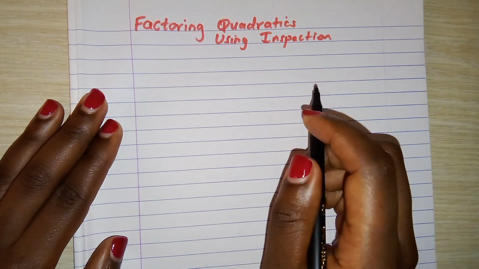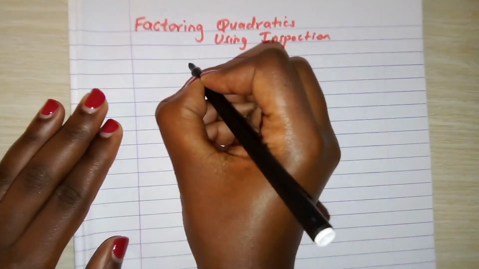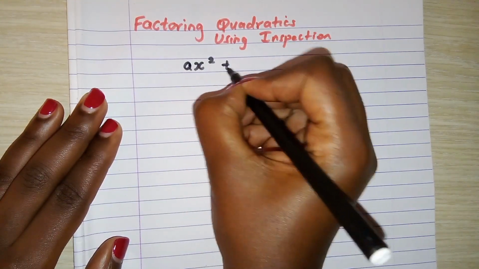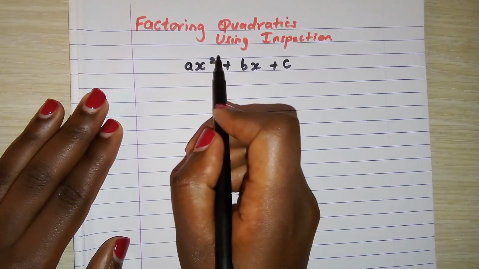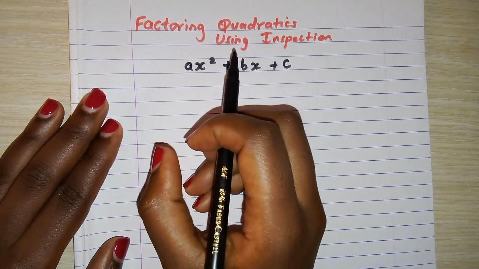Today's topic will be factoring quadratics using inspection. So let's look at what is a quadratic first of all. It's normally in this form, whereby the x is squared. That's how you know it is a quadratic.